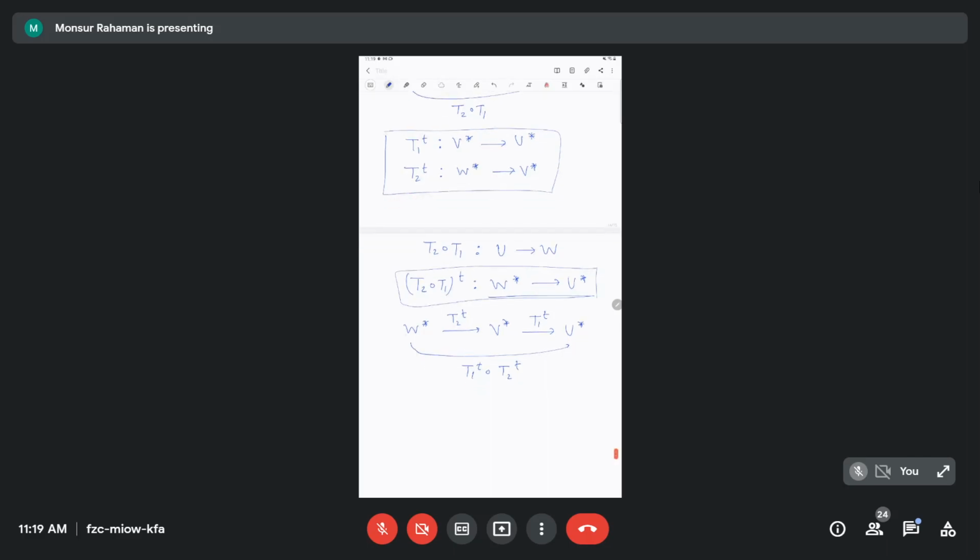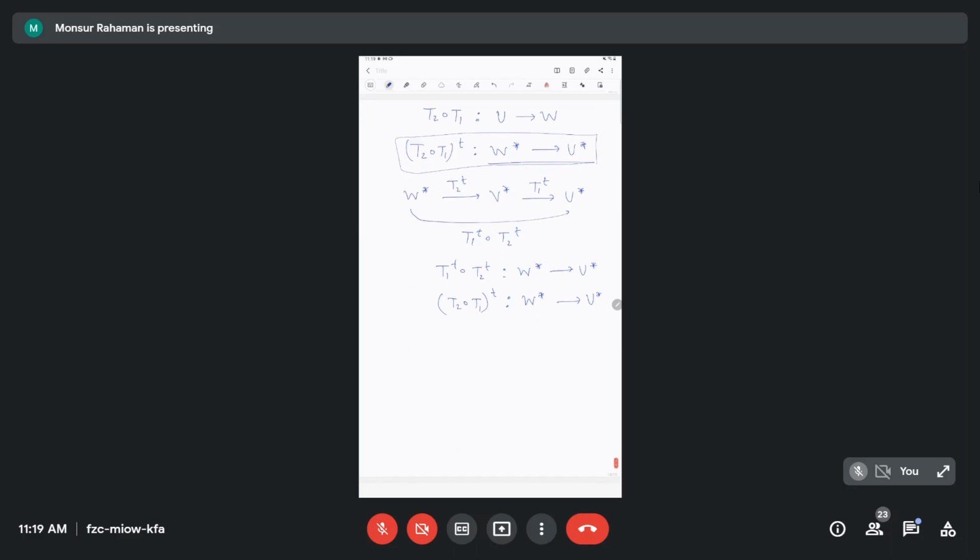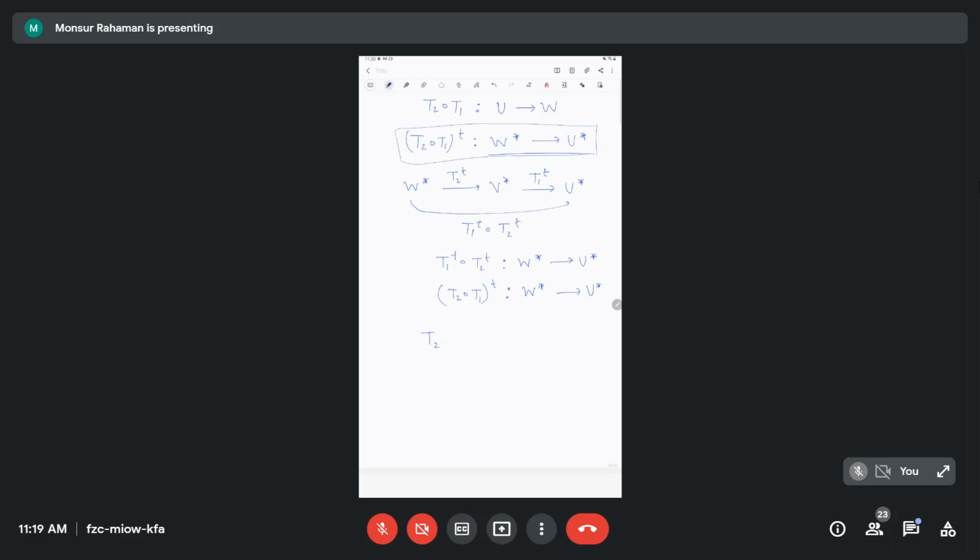This T1 transpose composition T2 transpose is a function from W star to U star. And you have already taken that (T2 compose T1) whole transpose is from W star to U star. Because these are the same function, (T2 compose T1) transpose equals T1 transpose composition T2 transpose. Okay, so this is proved.